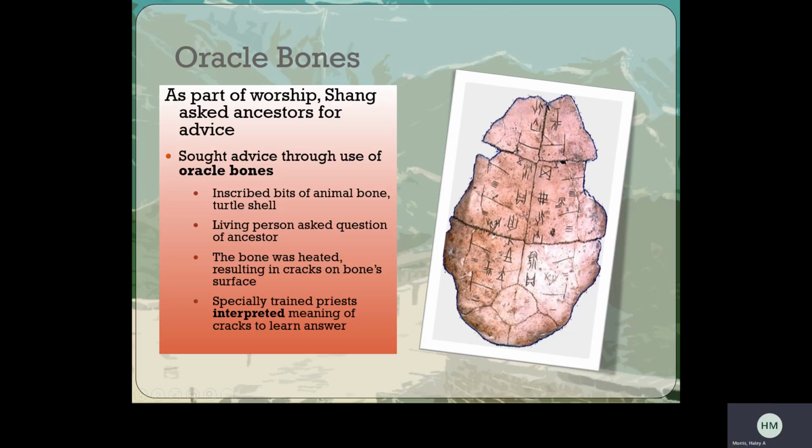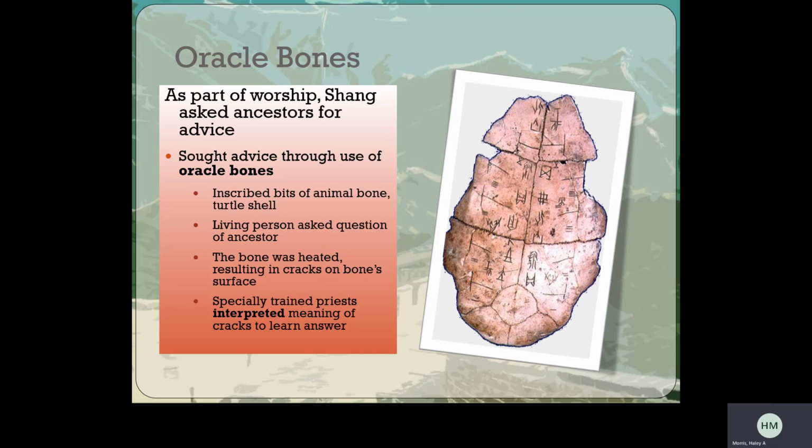Oracle bones. As part of their ancestor worship, the Shang asked the ancestors for advice. They sought advice through the use of oracle bones. They inscribed bits of animal bones, such as turtle shell, using calligraphy to write into the bones, and the living person asked a question of the ancestor.